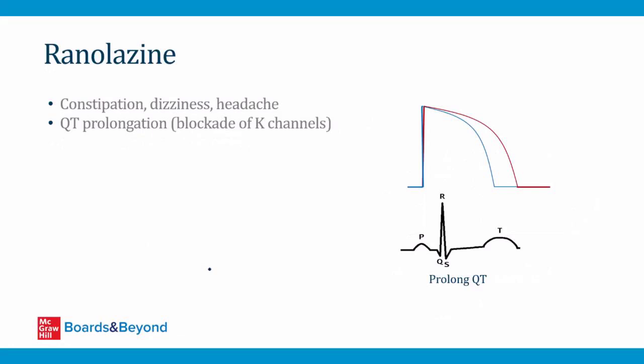The side effects of ranolazine are related to blocking of electrolyte channels in other parts of the body, so you can get constipation, also dizziness and headache. And then finally, the drug has some potassium channel blocking effects, so it can prolong the QT segment on the EKG, which puts the patient at risk for torsade de pointes.